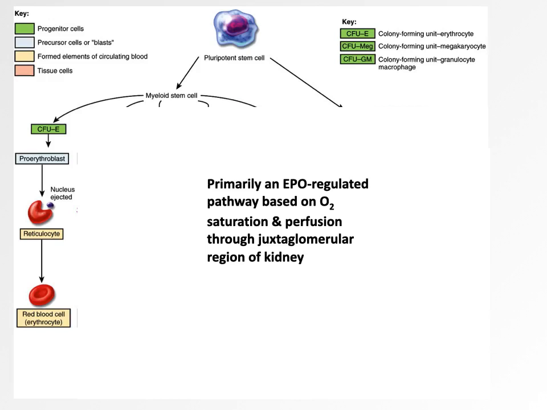Eventually, this reticulocyte will undergo further maturation into the erythrocyte, at which point in time it will leave and go into circulation. This whole pathway is EPO regulated, where the EPO regulation is based off of the amount of oxygen being sensed within the juxtaglomerular region of the kidneys. We'll get to this feedback loop in a second here.